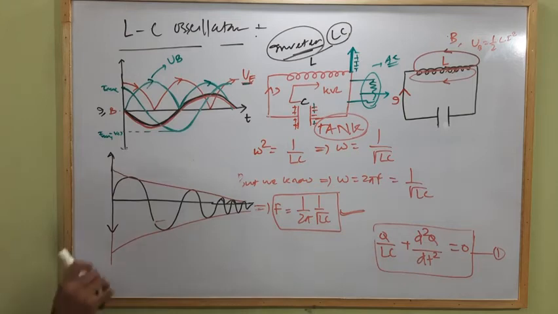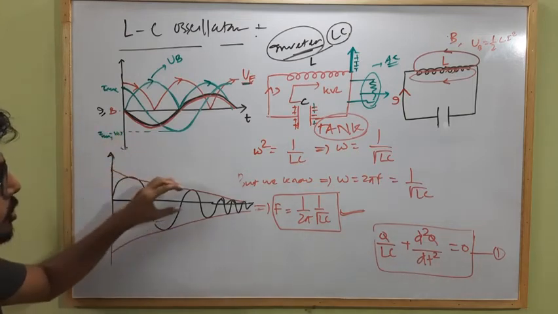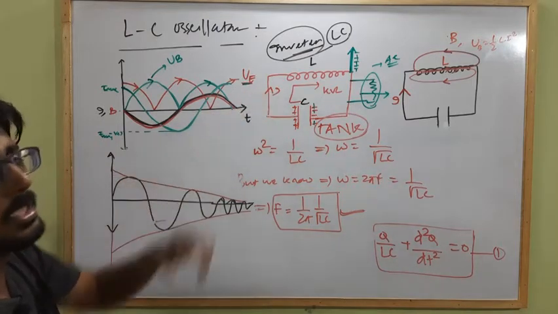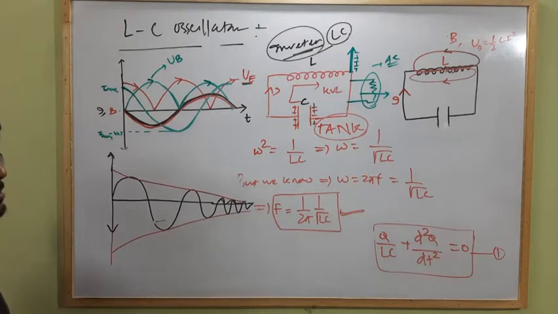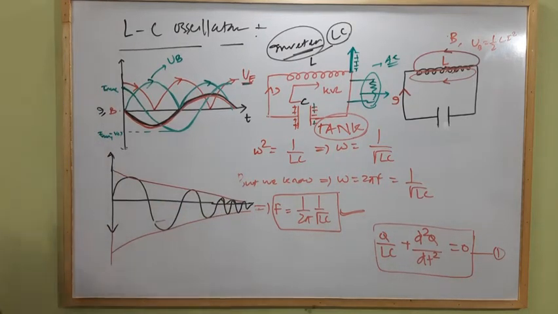Clear? So the LC oscillation is a damped oscillation whose amplitude or values go on decreasing due to loss of energy in the form of heat due to the resistance of the circuit. Clear? So this is all about LC oscillation. So next we are going to discuss what a transformer is.